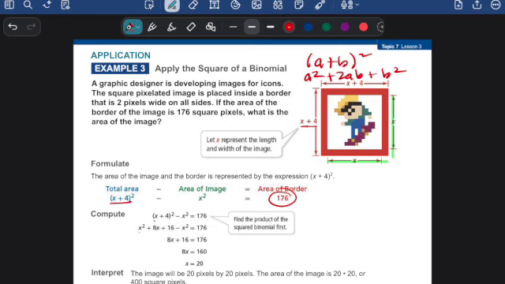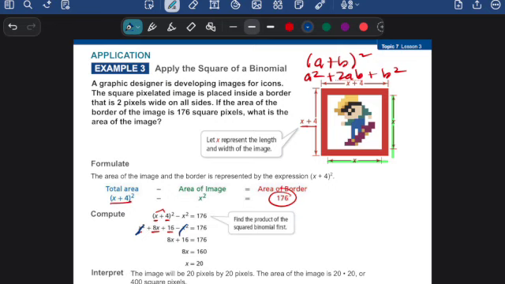So what's the first term? X. X squared is x squared. The last term, 4 squared, is 16. And then multiply them together. 4 times x is 4x, and double it, we get 8x. And then we subtract x squared. Well, x squared minus x squared will cancel out. We're left with 8x plus 16 equals 176.